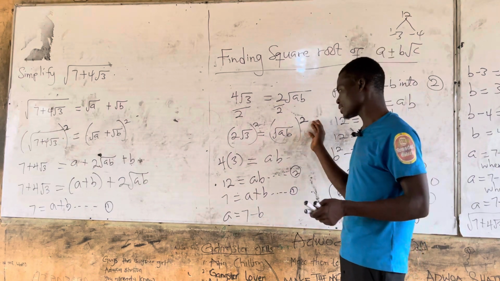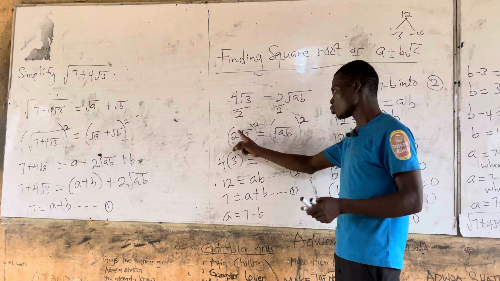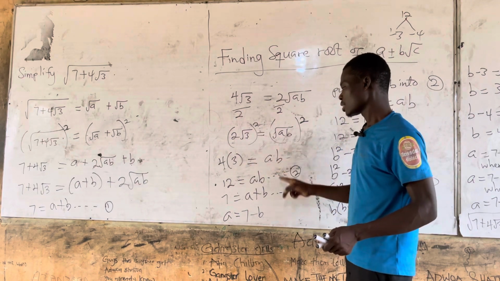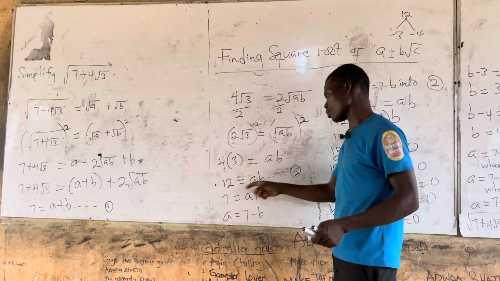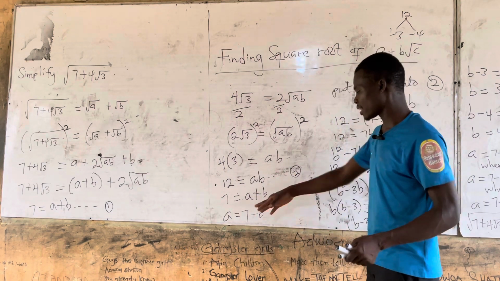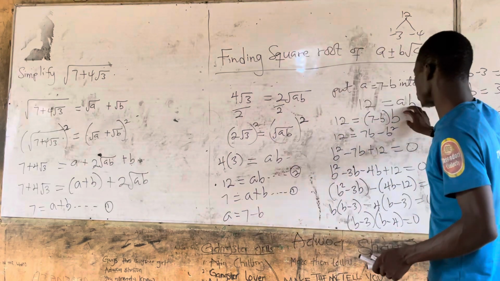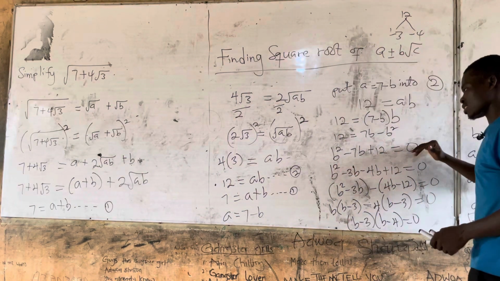So when you square both sides, 2 squared is 4, root of 3 squared is 3, root ab squared is ab. Then 4 times 3 is 12. Name it as equation 1. Now make a the subject from equation 1 and put it into equation 2. Expand and simplify to get this quadratic.